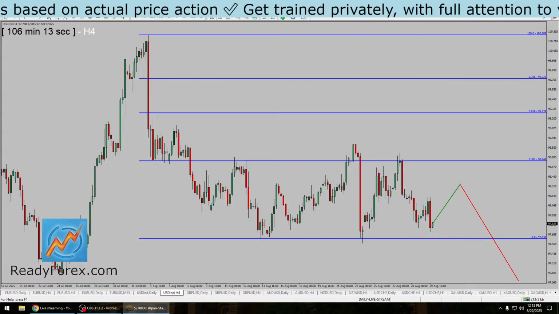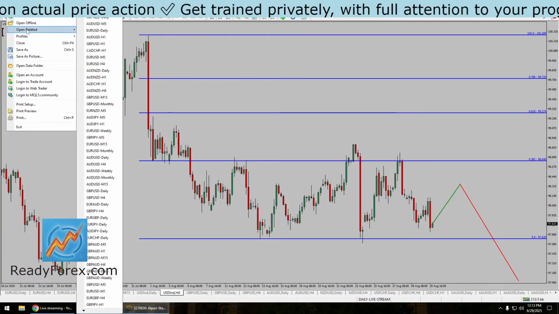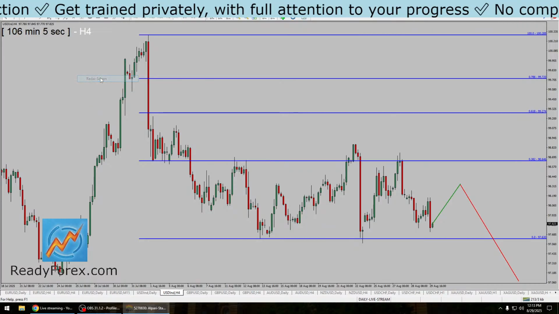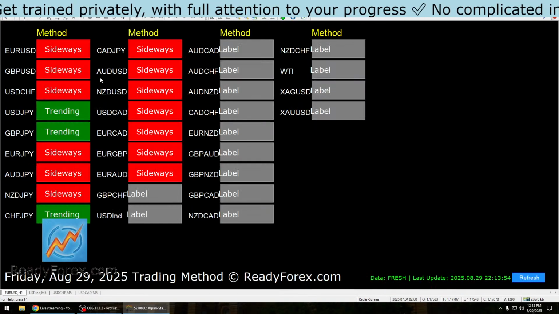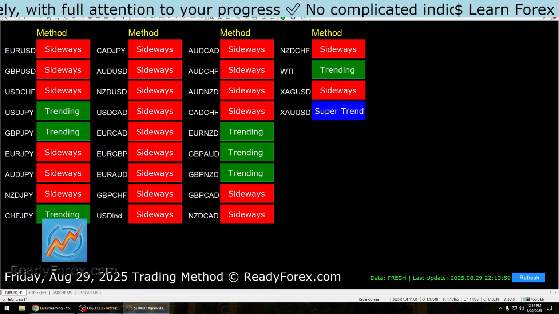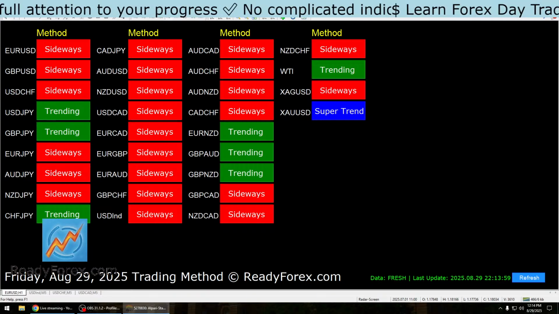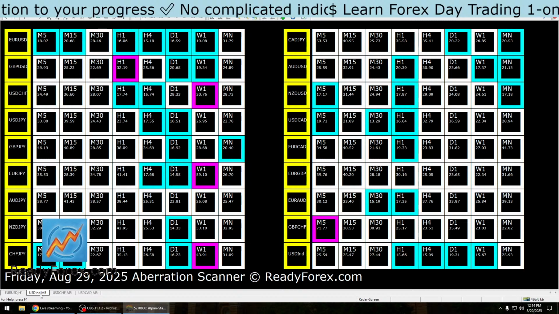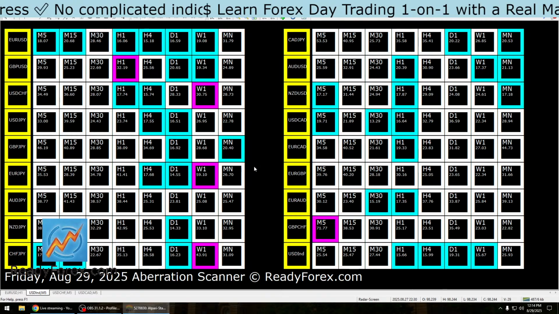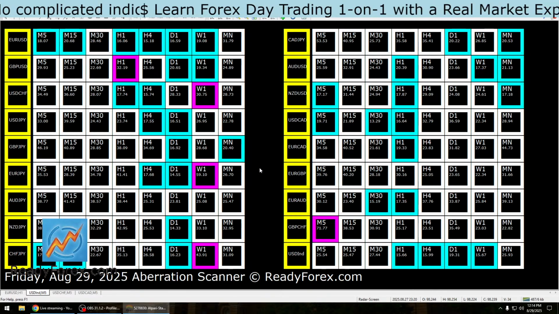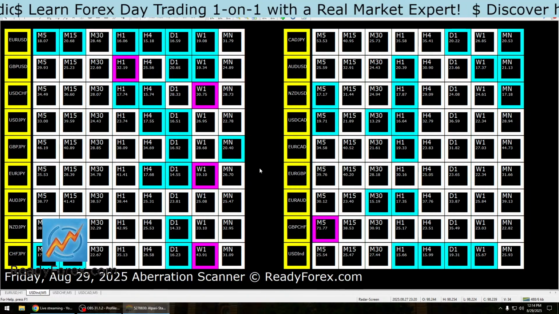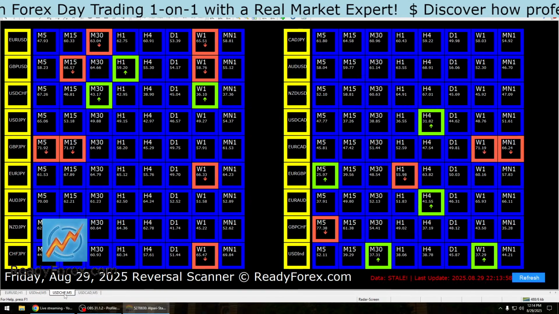Okay, let me go over to the radar screen indicator and see what's going on. Okay, pound dollar is sideways. Let's see what else is going on in other pairs. Okay, GBPUSD currency pair is showing some aberration in the 1 hour time frame. Okay, I will check out the GBPUSD. Let's take a look at a reversal.